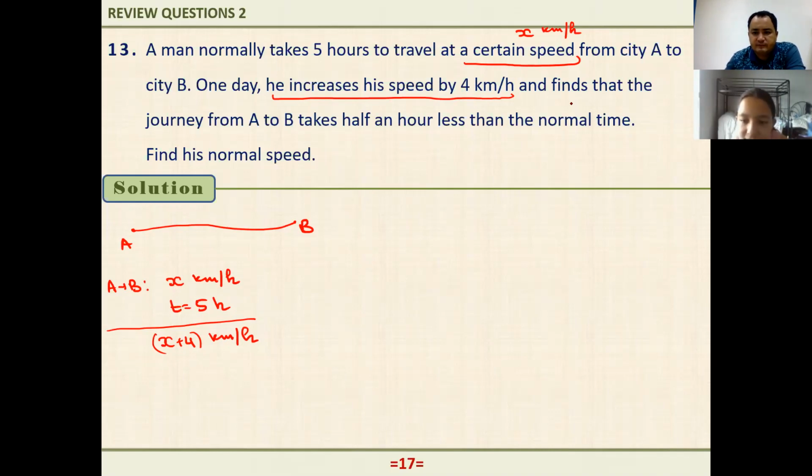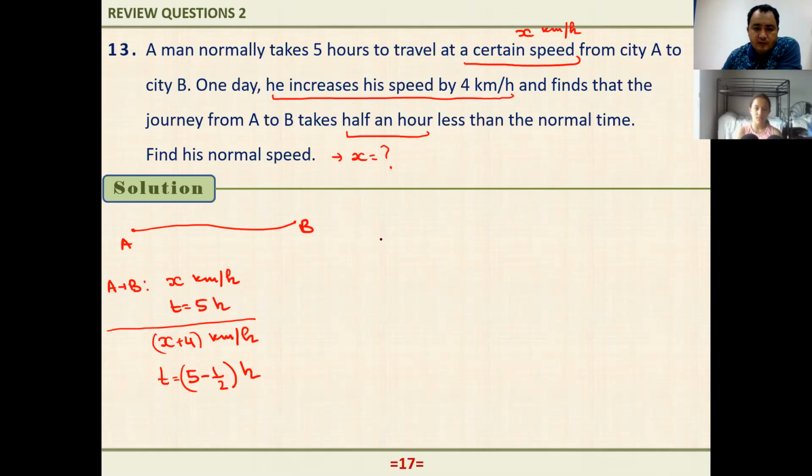He finds that the journey from A to B takes half an hour less than the normal time. Very good. Now before, how long did it take when he travels at X kilometers per hour? It takes 5 hours. But now, if he increases his speed, he can reach his destination earlier. By how much? It says half an hour. So now time is 5 minus 1/2 hours. Okay. That's all. Find his normal speed. What is normal speed? It is X. So that means we need to find this X.